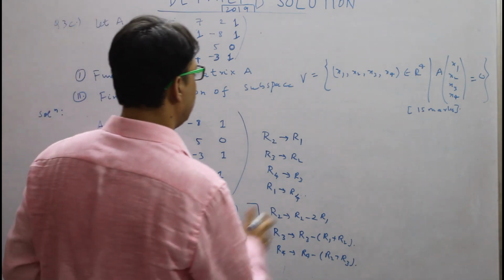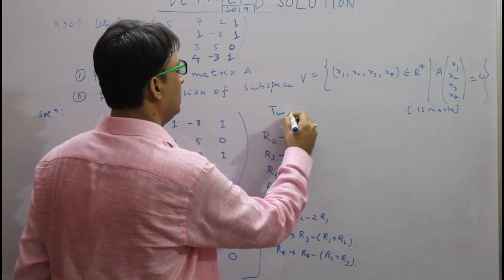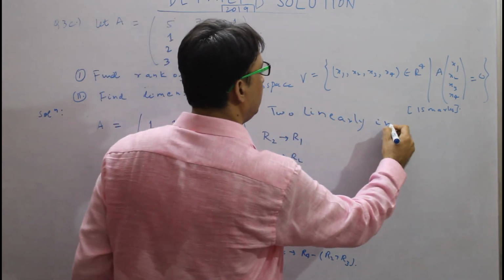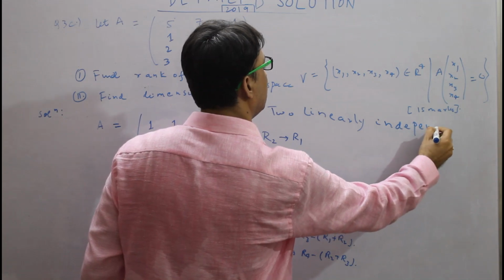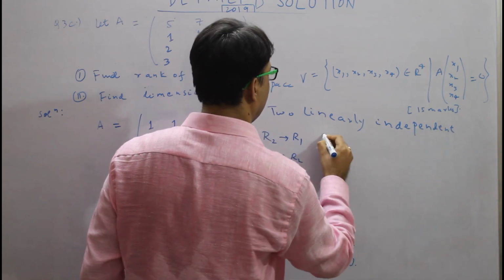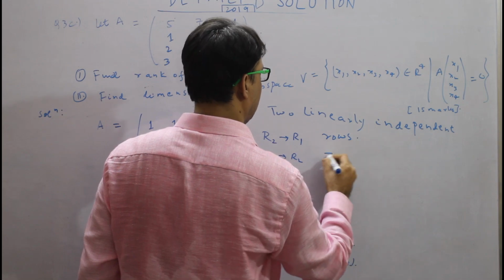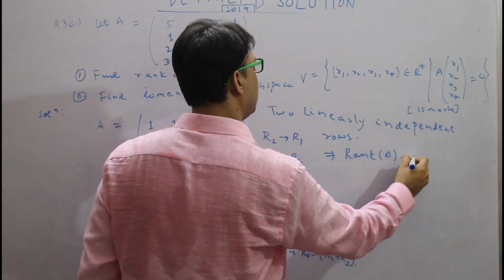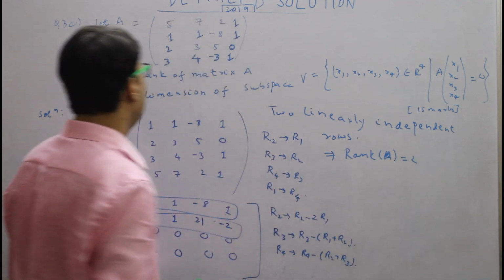So you can say that 2 linearly independent rows, hence the rank of matrix A is 2. So we have done the first part.